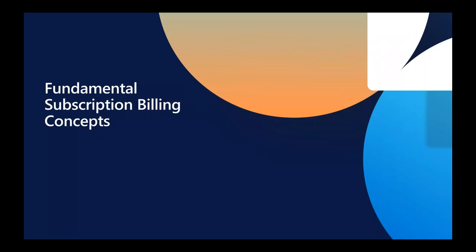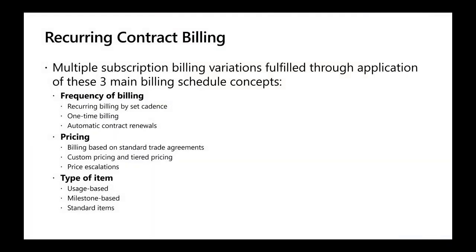So we're going to start with some concepts. We'll talk a little bit about the concepts, and then we'll dive into some product demos after that. Some of the concepts for recurring contract billing are really the frequency, the pricing, and the type of item. Those are the 3 main things that are going to determine when we bill, how we bill, and what we're billing. With the frequency, we're going to be able to do this on a recurring billing basis or a one-time basis. And we can also automatically renew the contracts. Pricing-wise, we can do billing based on standard pricing, or you can use trade agreements. There's also custom pricing and tiered pricing that's available, and then you can do escalation or discount. And then we also have the different types of items. So we have usage, milestone, and standard.